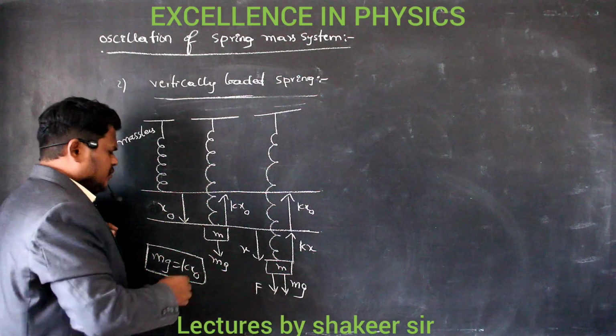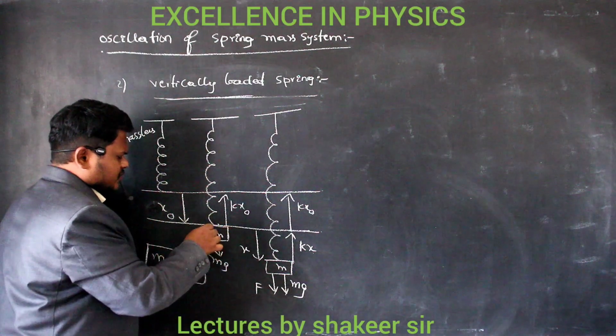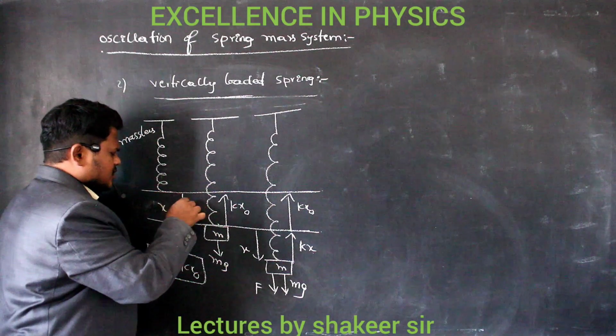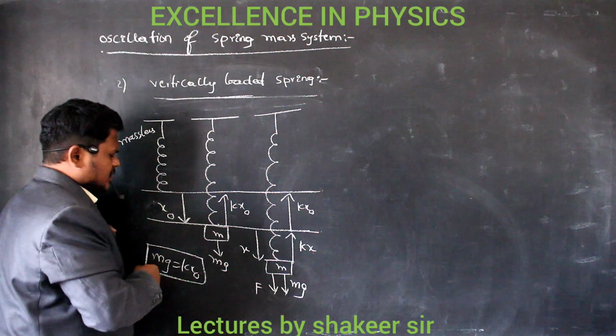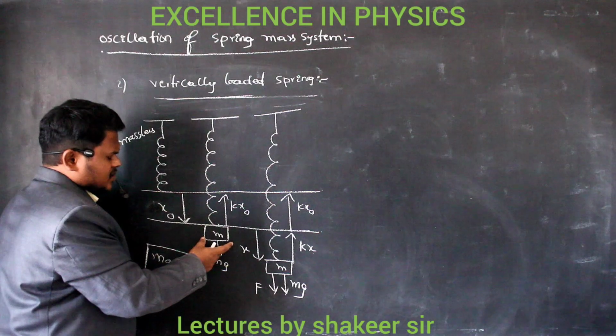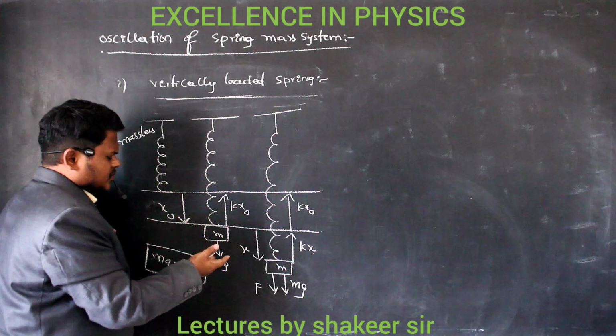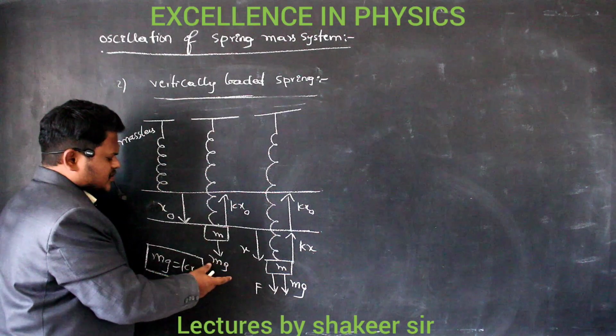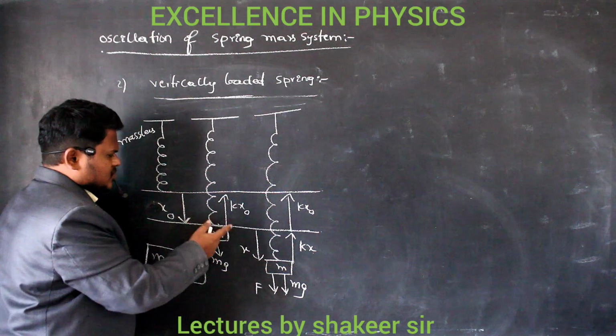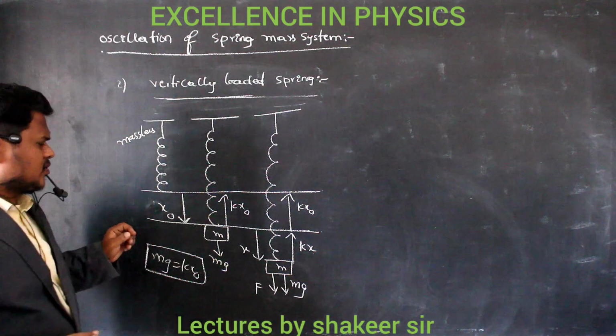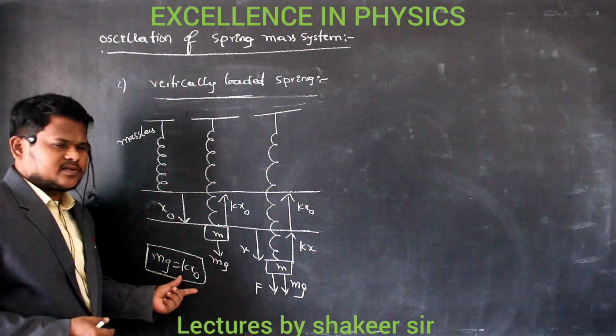Clear? Now we have attached a mass of m. So if I have attached a mass of m, there is an elongation of x naught. Clear? And this mass is in equilibrium position after attaching to this spring. If it is in equilibrium position, it means mg, the force which is acting downwards, and the restoring force kx naught which is acting in upward direction, both of them are balanced with each other.